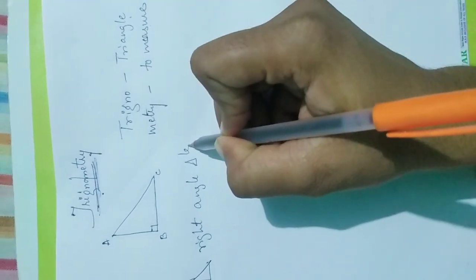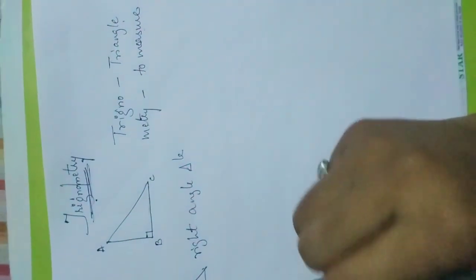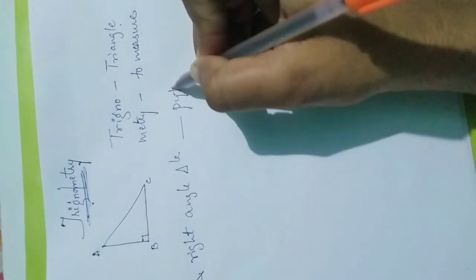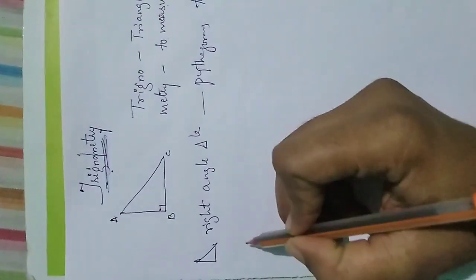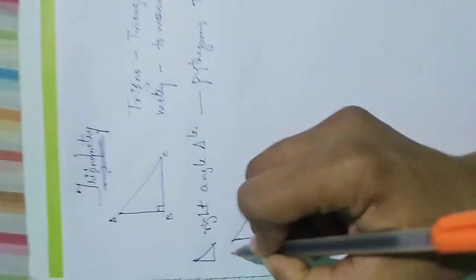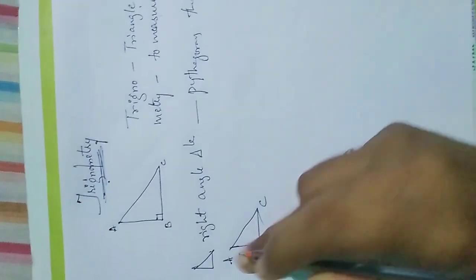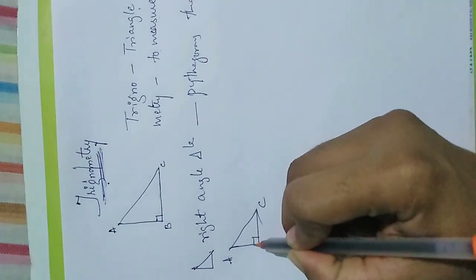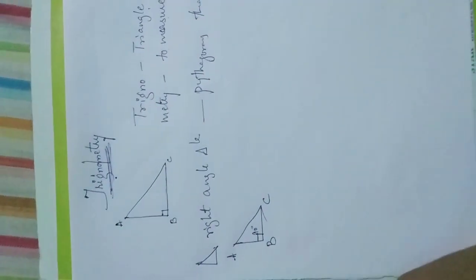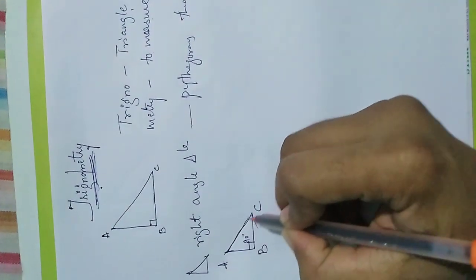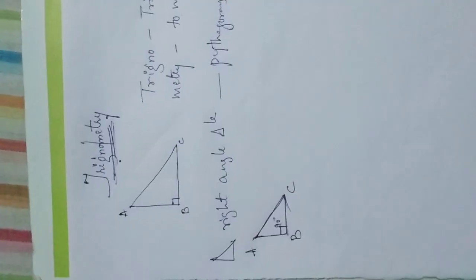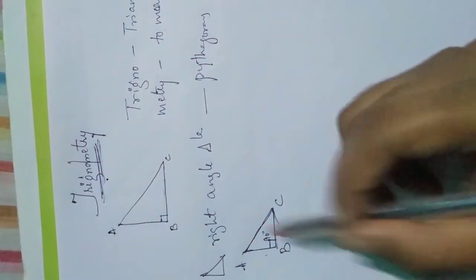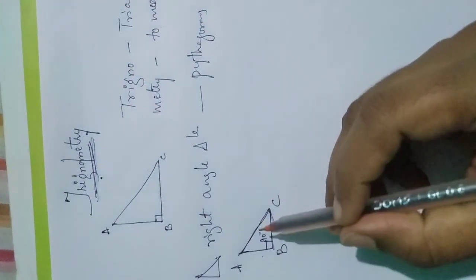But whenever we come across the words right angle triangle, the thing that comes to our mind is the Pythagoras theorem. In this Pythagoras theorem, we consider a triangle ABC with B as 90 degrees. Whenever two sides are given, we can find the one remaining side.